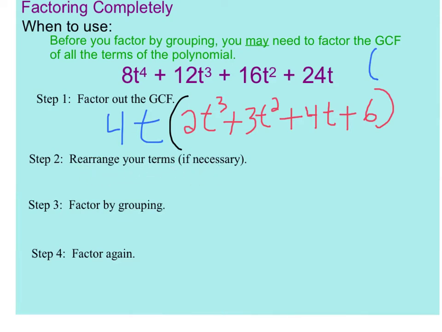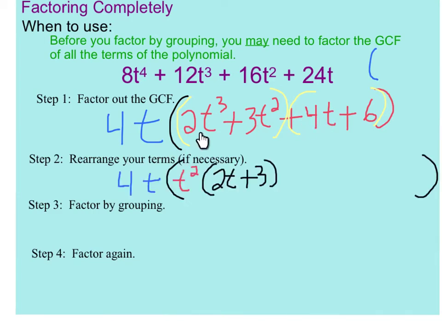It does say rearrange your terms if necessary. Here's what I mean by that. If you look at these two terms and you can't pull anything out, try moving another term. Use the commutative property to move them around so that you can pull something out. But we can, so I'm going to go ahead and group. So I'm going to do that right now.